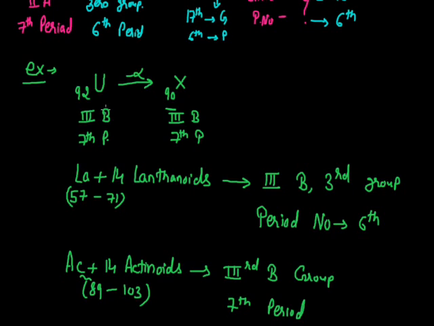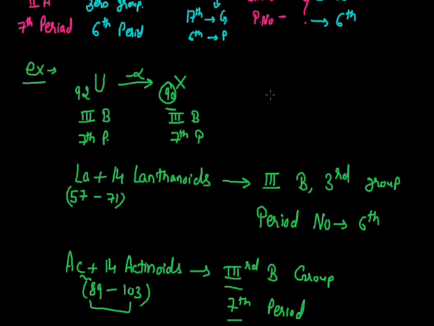Such as if I talk about uranium, it has atomic number 92, which is a part of this range. After the decay, an element with atomic number 90 is formed, and this 90 again comes in the same range. So the position of this uranium and the newly formed element X will be the same. It will be the 3rd B group and the 7th period.